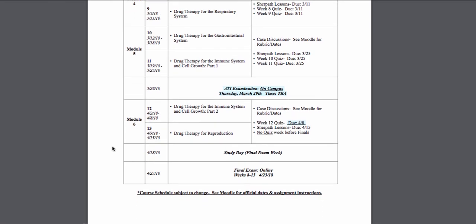Module 6 is the continuation of the immune system. This is when we mainly look at antibiotics, and then we look at drug therapy for reproduction, so men's health and women's health. For the final exam, you have your university study day on the 18th. The final exam is scheduled for the 23rd, and like I said, it's non-cumulative. It covers information from weeks 8 to 13. And as I mentioned, always refer back to our course Moodle site for official dates and assignment instructions. I always try to add that to make it clear.